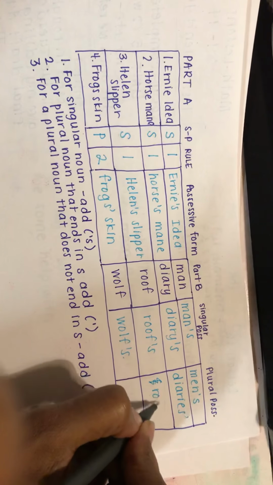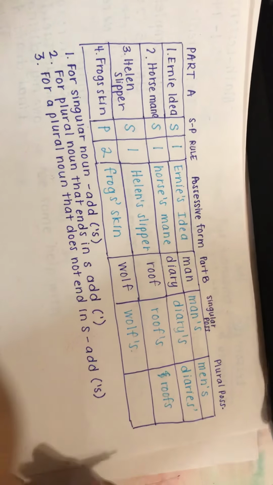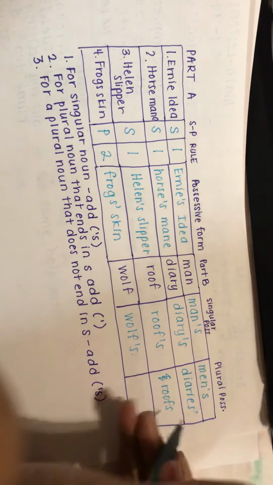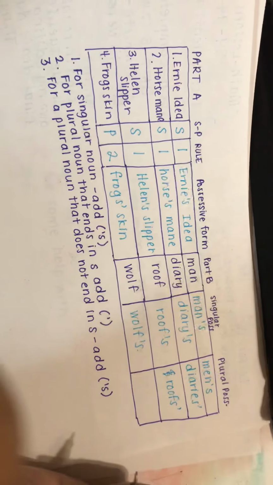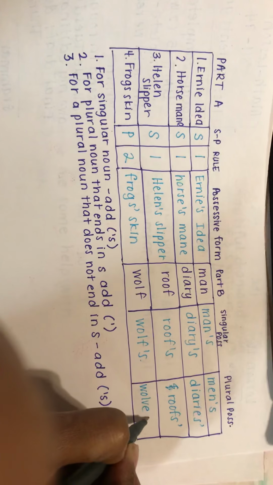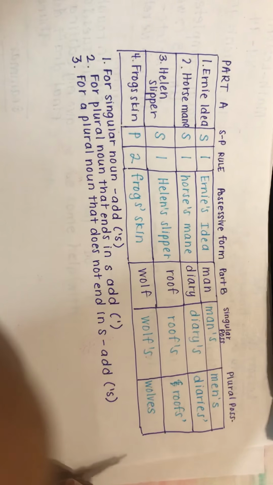For roof, oopsie. If I want to say roofs and then make it possessive, this would be rule 2 again. We just put the apostrophe, S apostrophe. And last one, wolves. If I want to say there's more than one wolf, that's how you write it. And if I want to make it plural possessive, apostrophe after. So that is it for lesson 16.